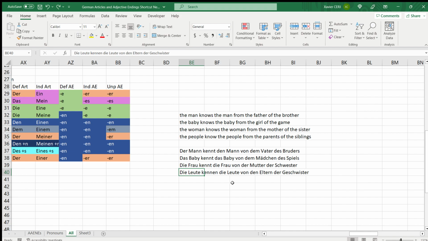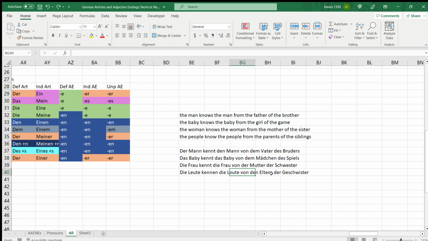Die Leute kennen die Leute von den Eltern der Geschwister. So, die Leute, nominative, kennen, because of a different conjugation. So it's not kennt, it's kennen. Kennen die Leute, accusative, von den Eltern, dative, der Geschwister, genitive. And also notice that it's den Eltern. Now, Eltern, I believe, is just the normal way that you say it.